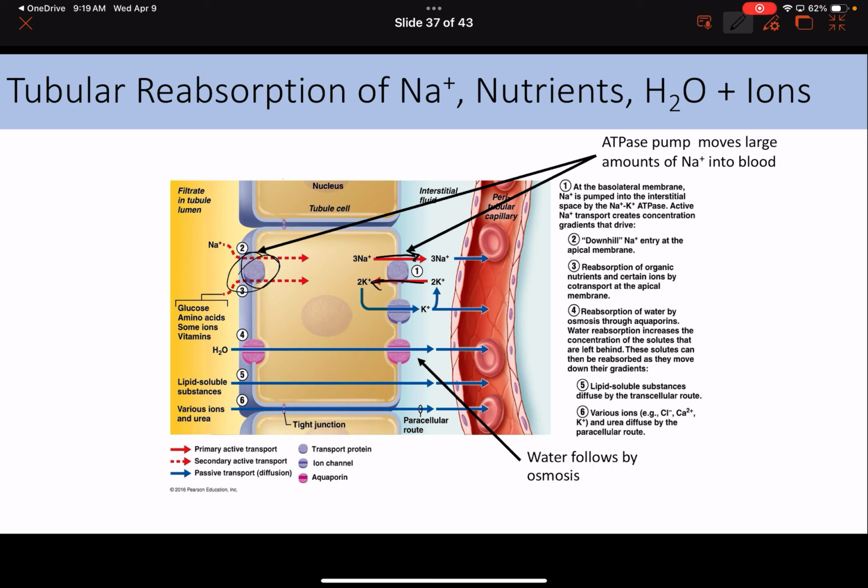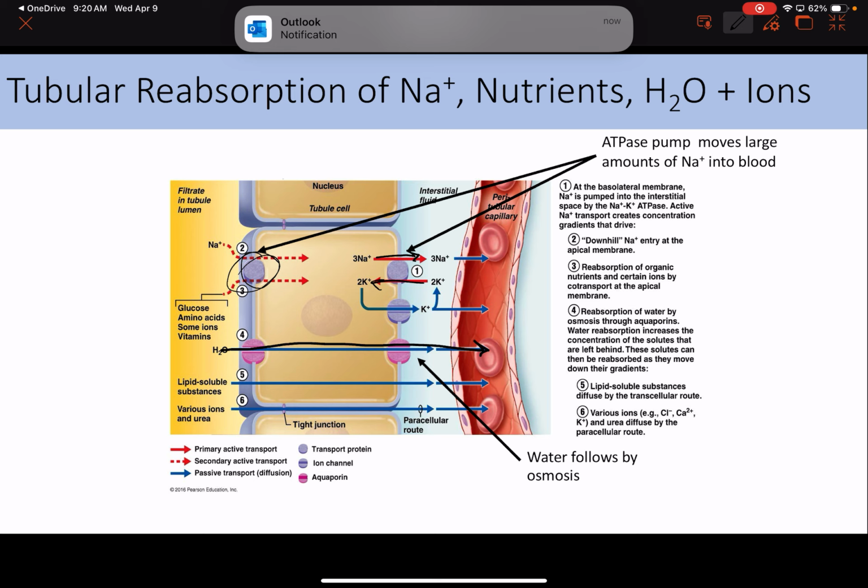Remember that the more concentrated that we make the blood, water is going to want to follow in that direction. Water always wants to follow the more concentrated side of any membrane. So as we're moving sodium into the blood or other solutes into the blood, water is going to follow. Anybody remember the channels that water uses for transport? If it's not moving by simple diffusion, it uses very specific protein channels. Starts with an A.